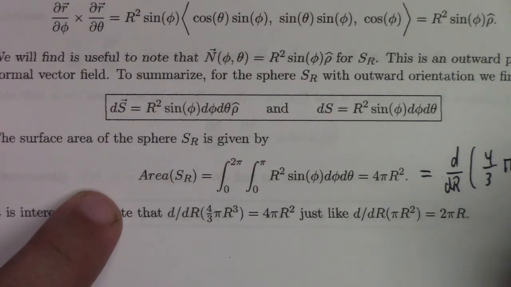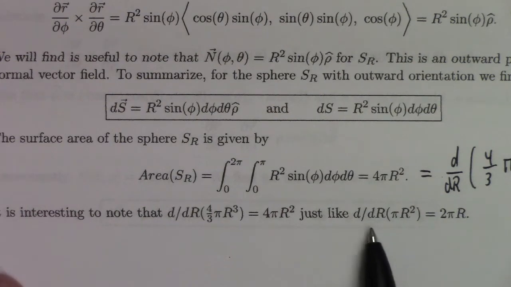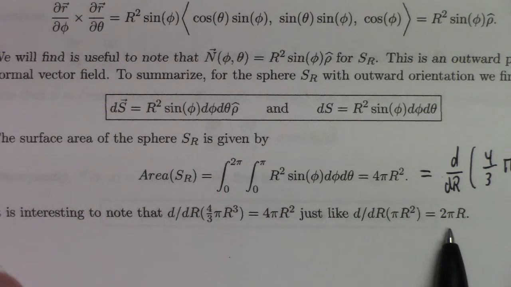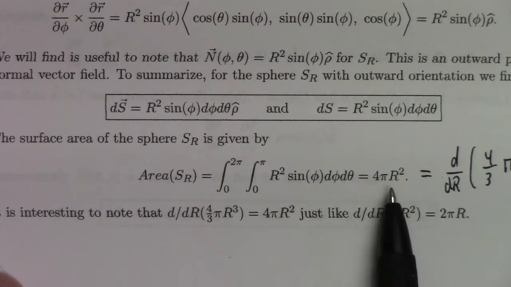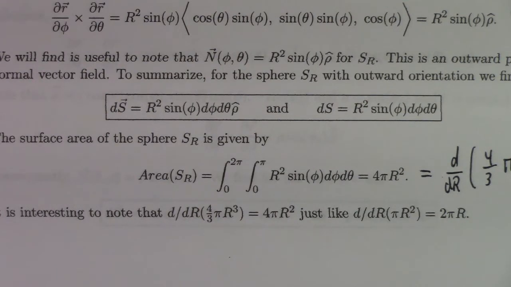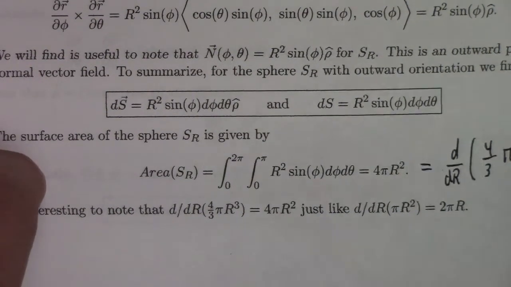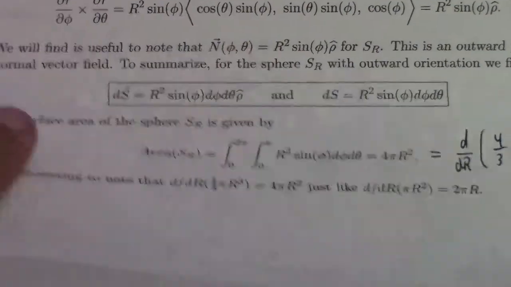The same thing happens for the circle. The derivative with respect to the radius of the area of the circle is the circumference, just like the derivative of the volume is the surface area. This only happens for spheres, by the way. Try it for a cube, see what happens.